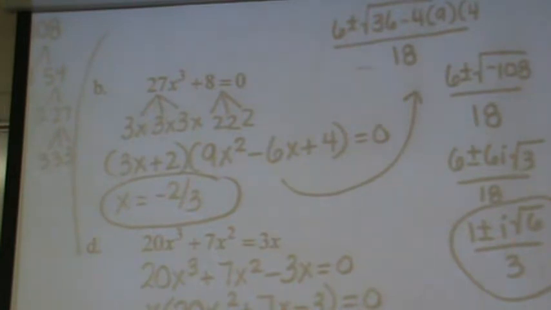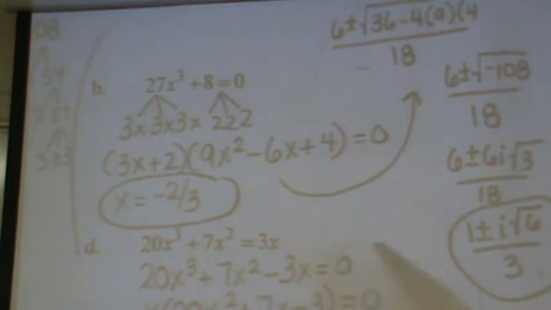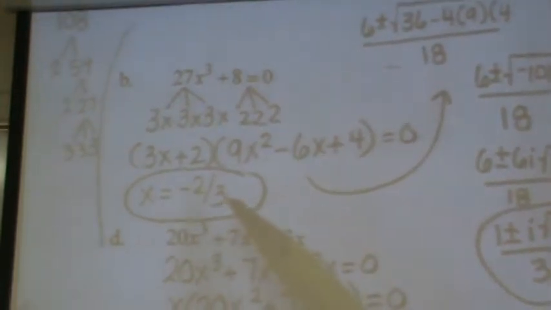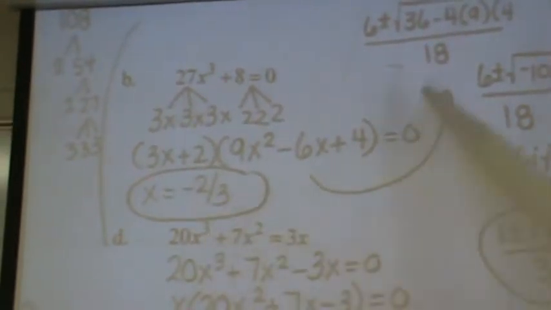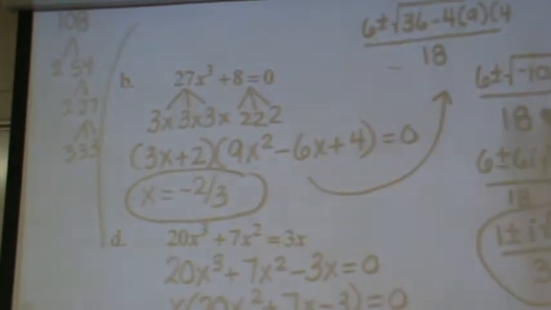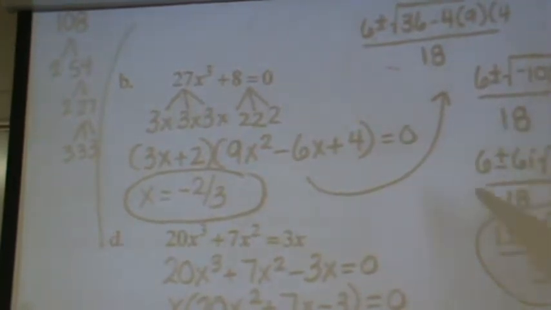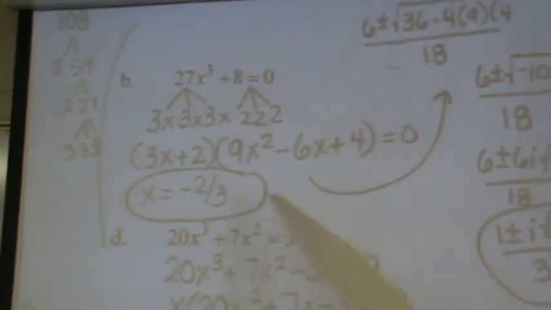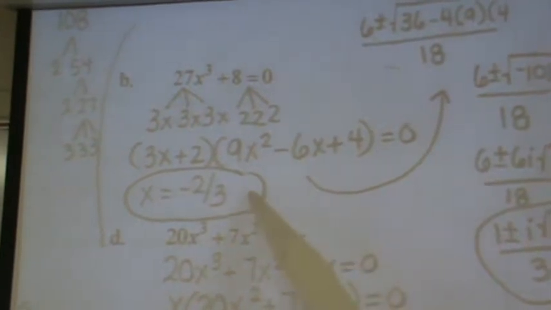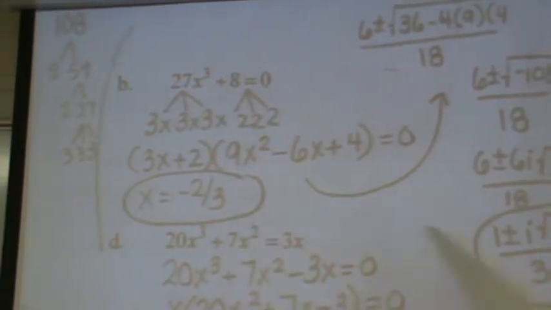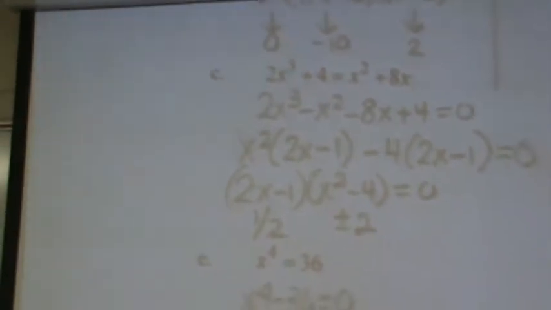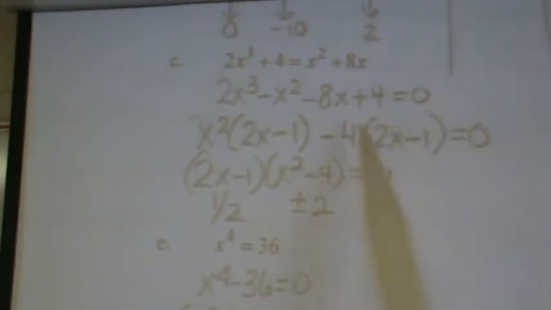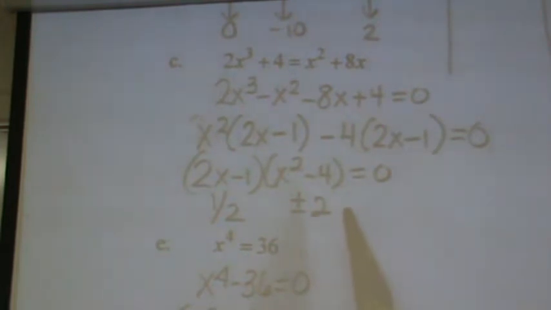Now, if the directions say find all real zeros, the only real zero is -2/3. These two are imaginary because you have a negative under the radical. So read the directions. If it says find all zeros, then these are all of them. These are the 3. But real is just this one. All are these both.